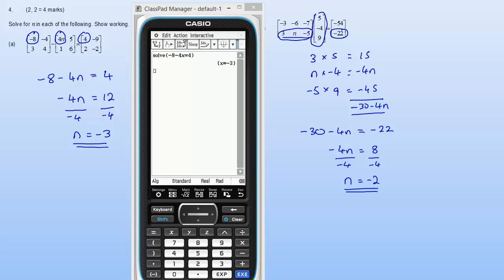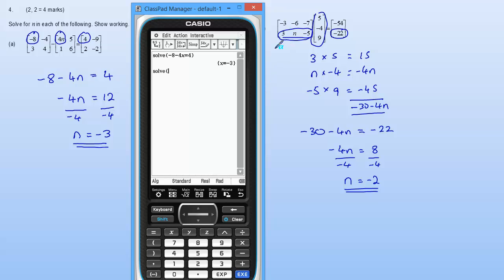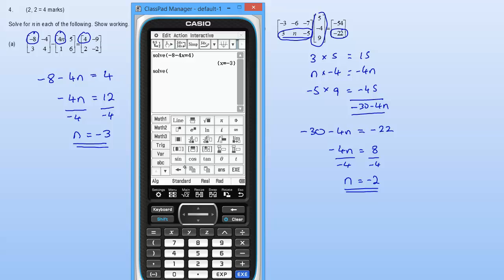So, action, advanced, solve. And then we start off with a 2 by 3 matrix. So, all my matrices are here. So let's make a 2 by 2 and then give it an extra column. So that's going to be -3, -6, -7, 3, let's put x in for the n, and -5.